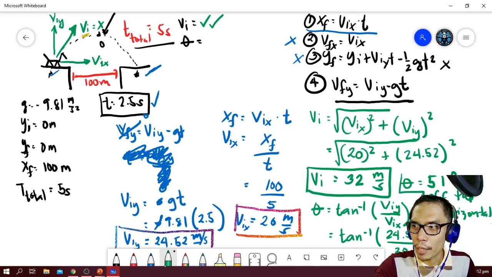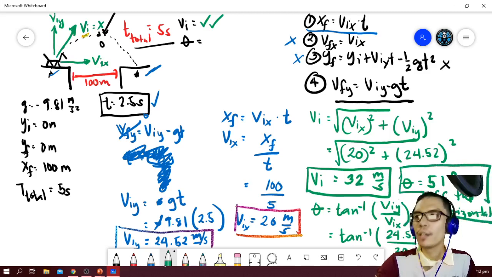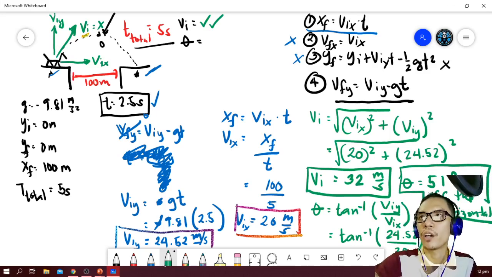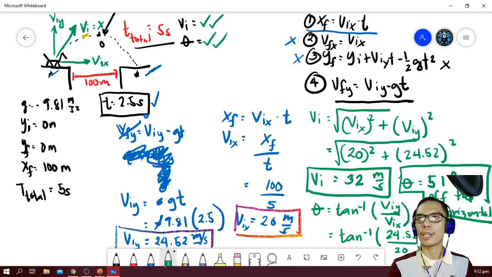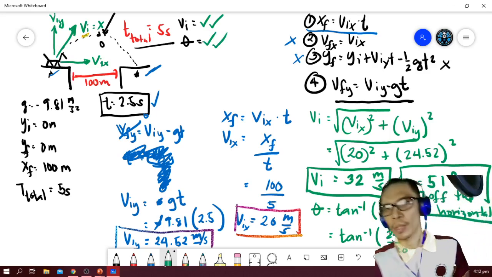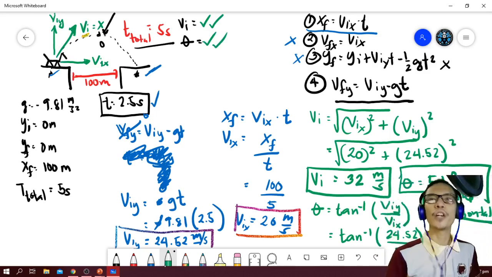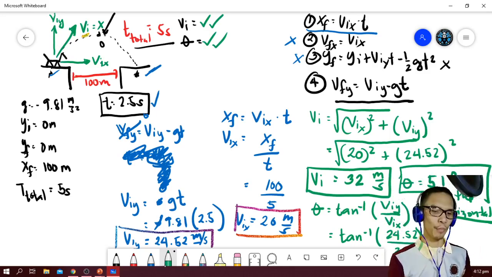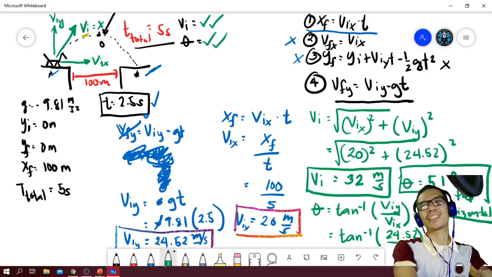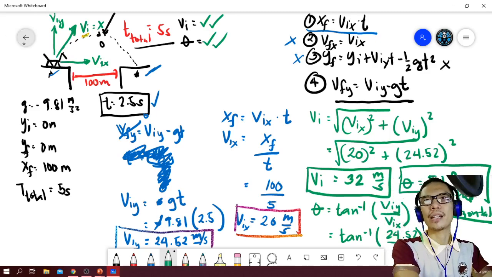So that's how the object jumped. I don't know in reality if that is possible. So that is 51 degrees off the horizontal. There you have it, guys. That is our problem about a horse that jumped over the cliff with a total time of 5 seconds.